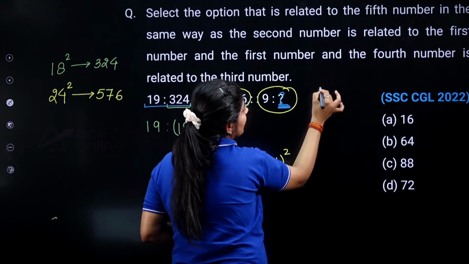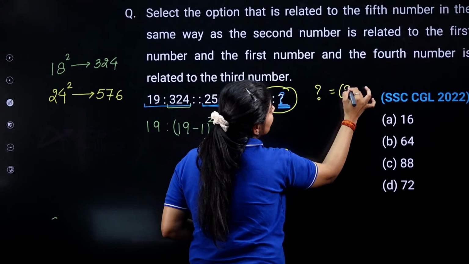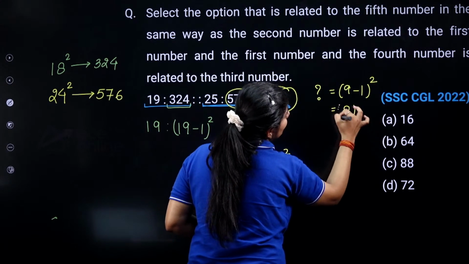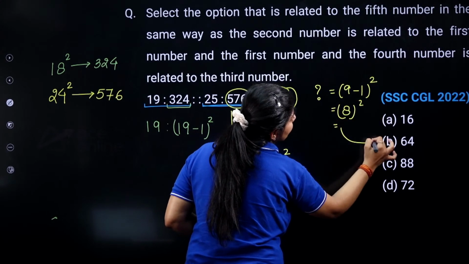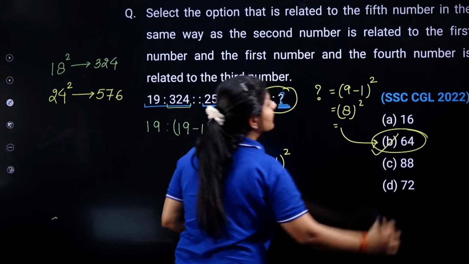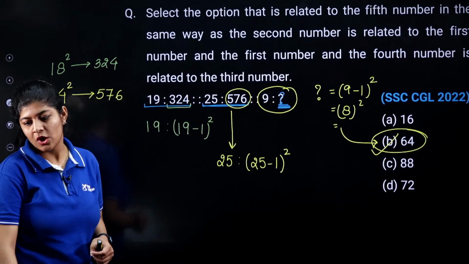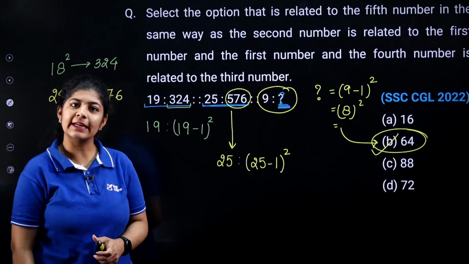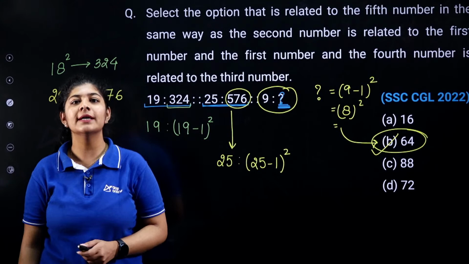9. So the value of the question mark is nothing but 9 minus 1 square. So this is nothing but 8 square. And what is the square of 8? That is 64. Option number B is the correct one. Very good, Joseph. Very good, Yashwan. The correct answer over here is your option number B.